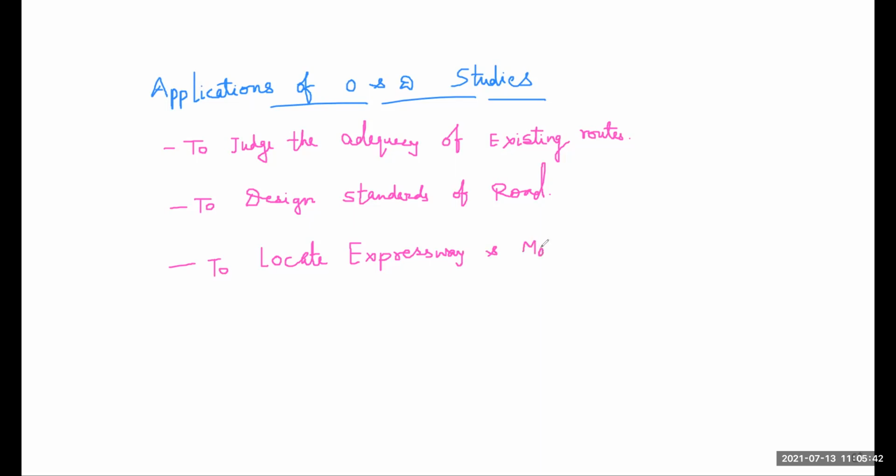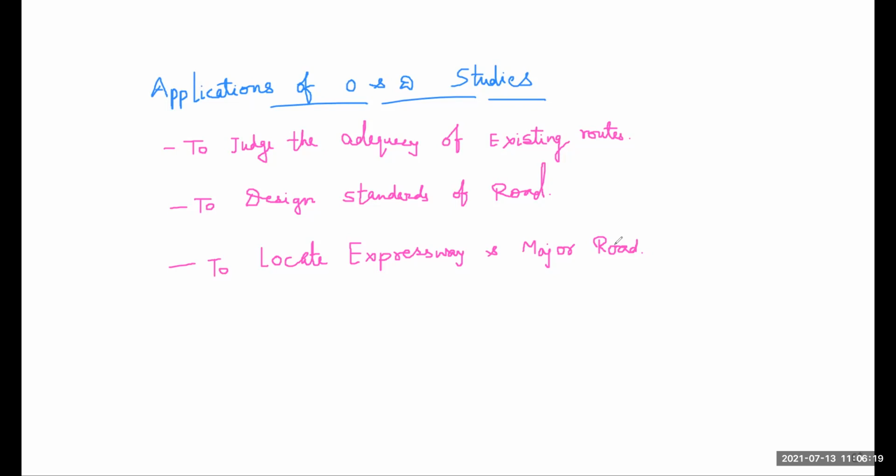So origin and destination study will find its application in judging the adequacy of existing roads. Next, to design standards of roads. Next, to locate expressway and major roads. So we have different applications of OND, that means origin and destination study. Next, to locate new bridges as per traffic demand. So also we make new bridges as per our traffic demand by finding origin and destination study.